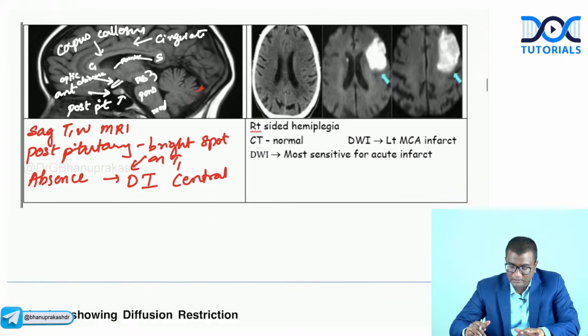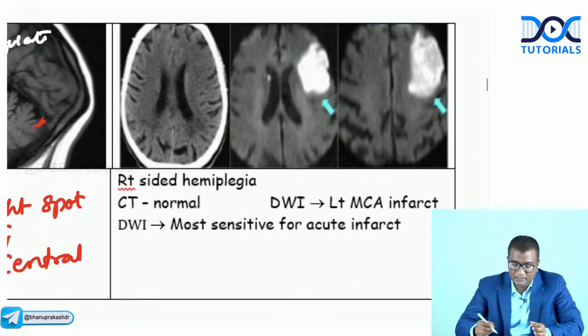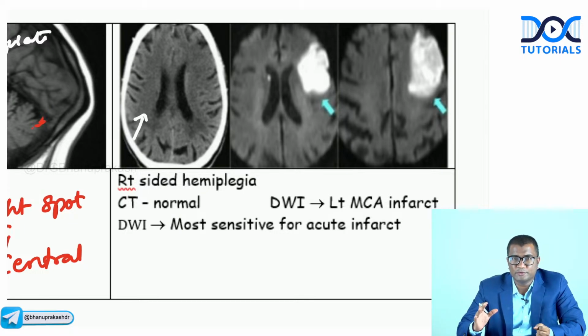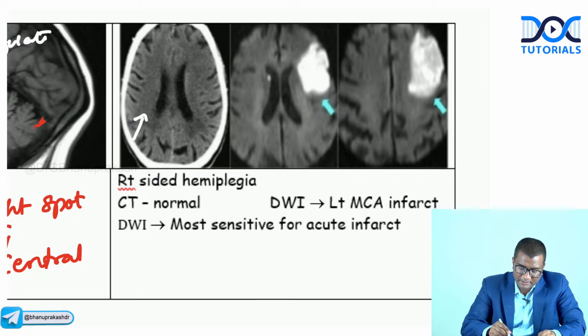Next, look at this image here. This is a patient with hemiplegia. He's having right side hemiplegia. We got the CT scan done. I told you in stroke patients, the initial investigation has to be a non-contrast CT. The CT is appearing normal. There is no white area, there is no black area. The CT is appearing normal.